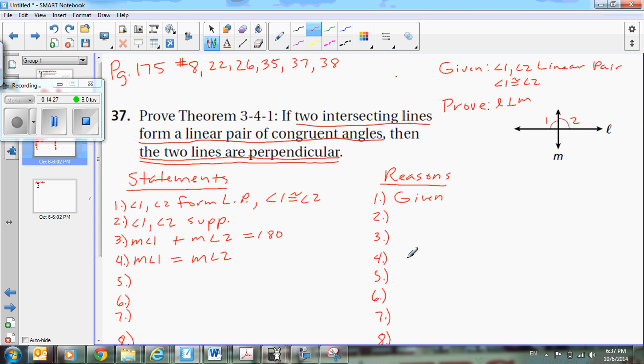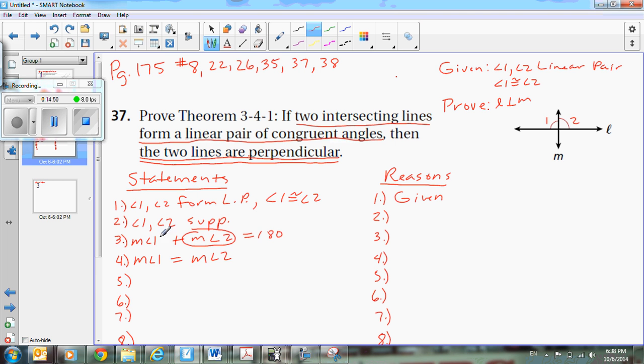And again, you come up with the reason. Okay, we assumed, we were given that angle 1 and angle 2 were congruent, so what guarantees that their measures are equal? Okay, now I'm going to do one more step with you. What I'm going to do is take step 3 and rewrite it, except I'm going to replace the measure of angle 2 with what it is equal to.